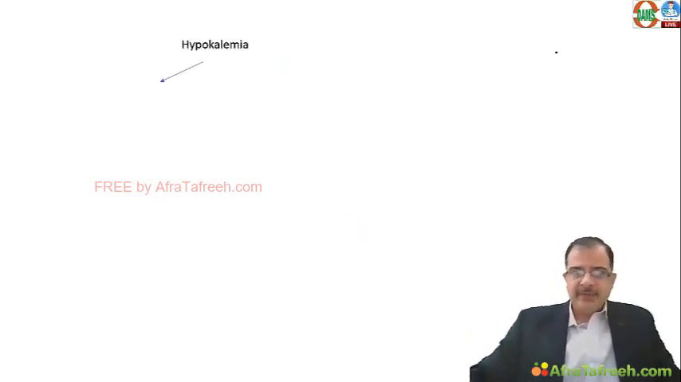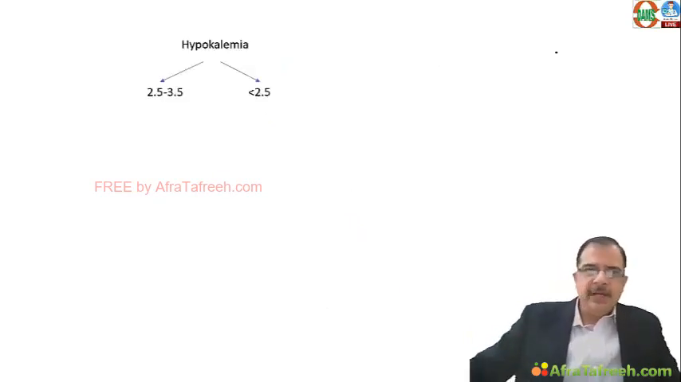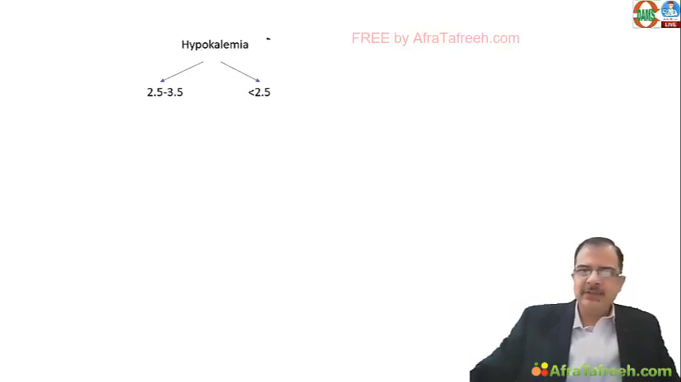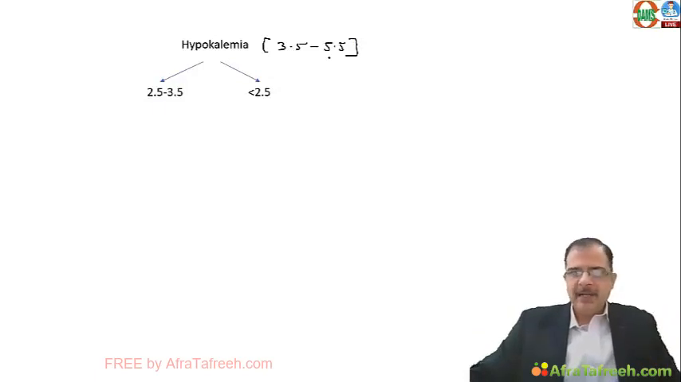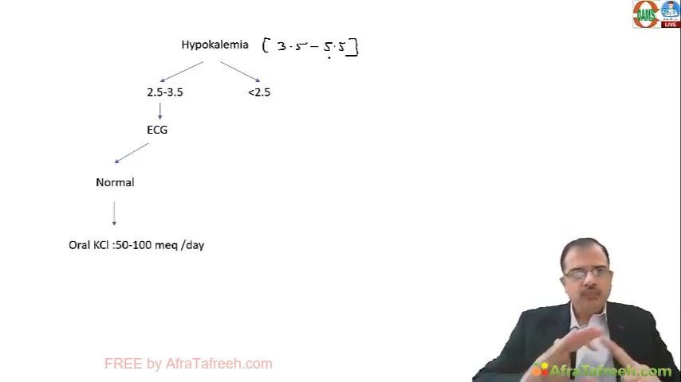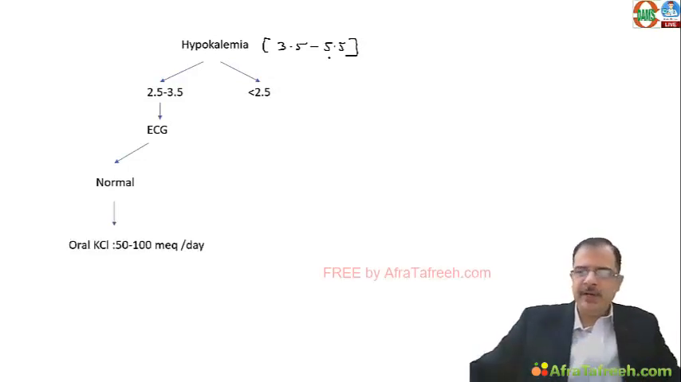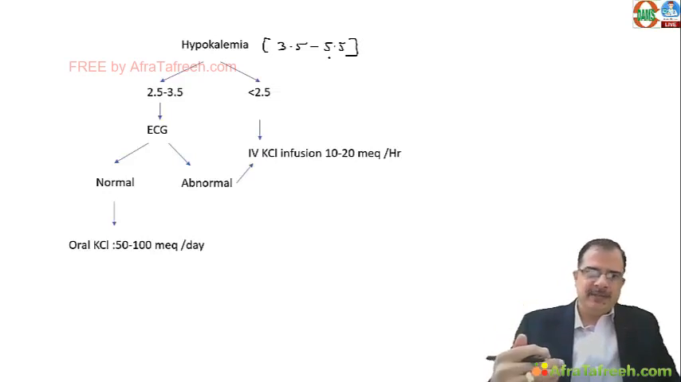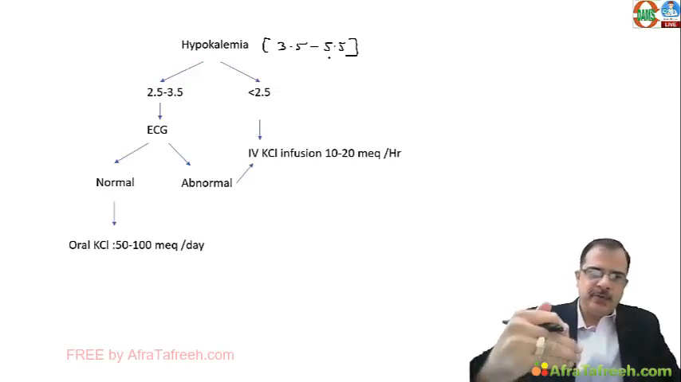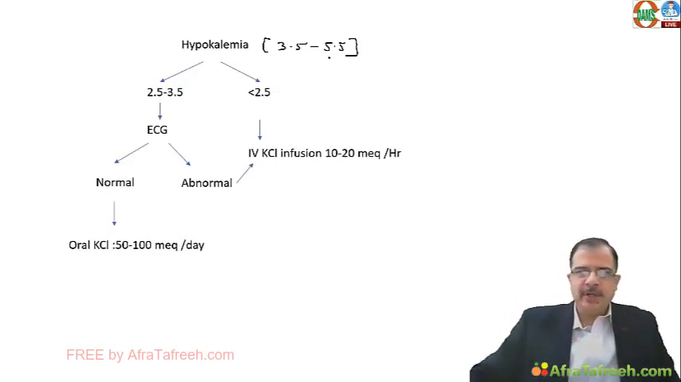Now the next one is hypokalemia, and in hypokalemia the management is basically asked, not the causes. The normal value is 3.5 to 5.5. If the potassium is 2.5 to 3.5, do the ECG. If the ECG is normal, oral potassium replacement will be done, 50 to 100 milliequivalents per day. If the ECG is abnormal or hypokalemia is severe, less than 2.5, then IV KCl will be given as an infusion. So when it is less than 2.5, irrespective of ECG changes, you give potassium chloride infusion.